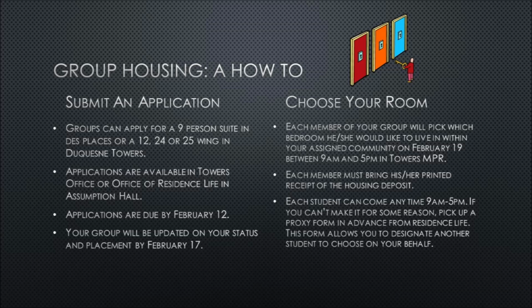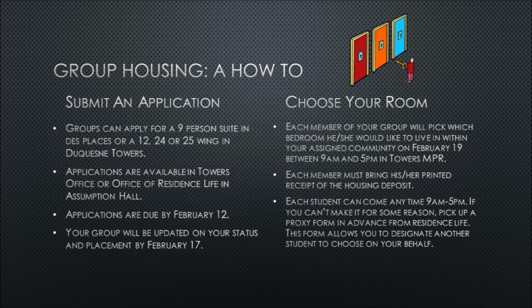Students can participate in group housing by applying for a 9-person suite in Des Places or a 12, 24, or 25-person wing in the Duquesne Towers. Group housing applications are available in the Duquesne Towers office or the main office of Residence Life, which is located in Assumption Hall, and are due by February 12th. Your group will be updated on your application status and group placement by February 17th.